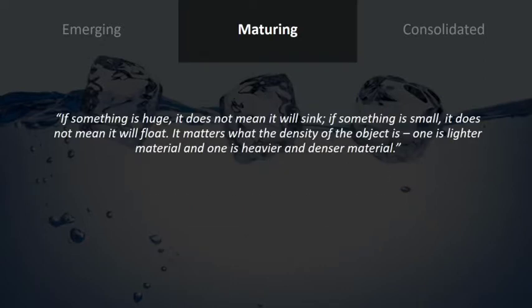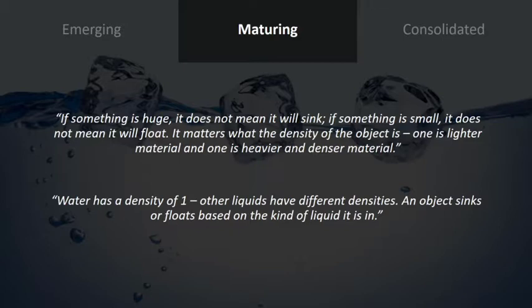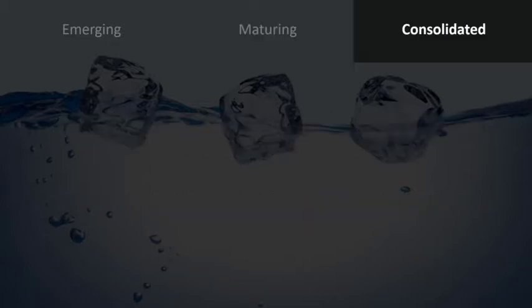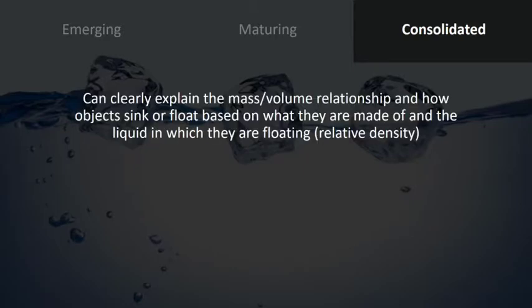In these examples of student responses, students establish cause and effect using the sentence beginning if, and create contrasts with adjectives such as lighter, heavier, and different. Students use some technical vocabulary such as the word density. At the consolidated level in their science understanding, students can clearly explain the mass-volume relationship and use relative density to further explain why things sink and float.